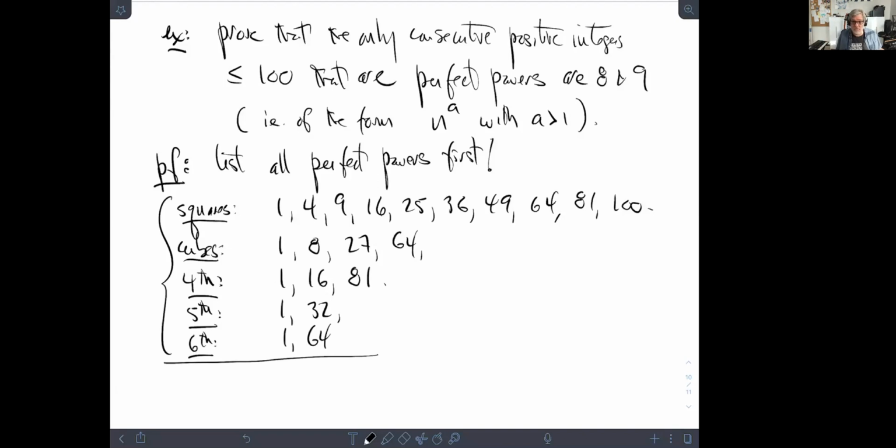And now you just look. That's just inspection. So inspection, 8 and 9, that's it. That's the proof. Not anything fancy, but at least there's this little trick where you can just list the powers first, and you're reducing the number of numbers to consider considerably.